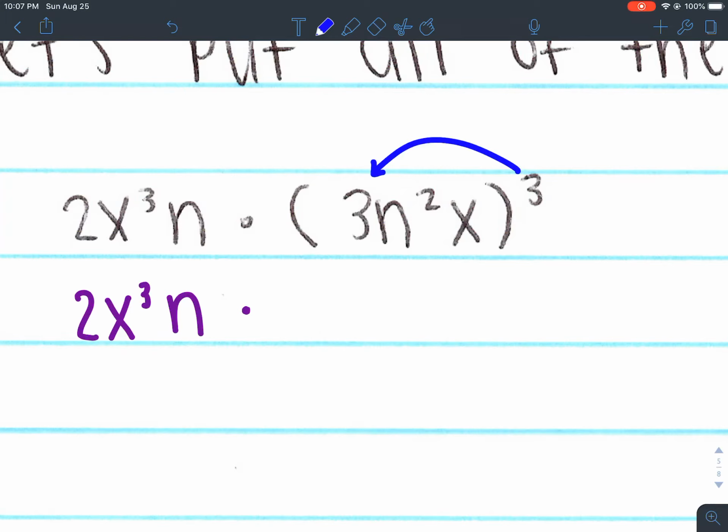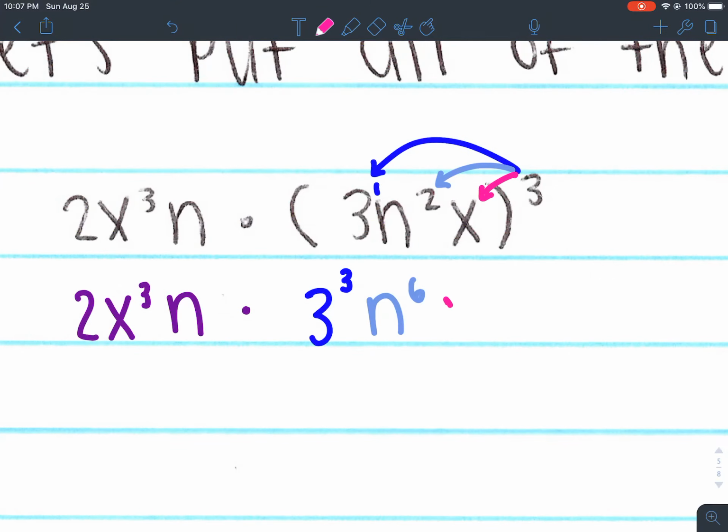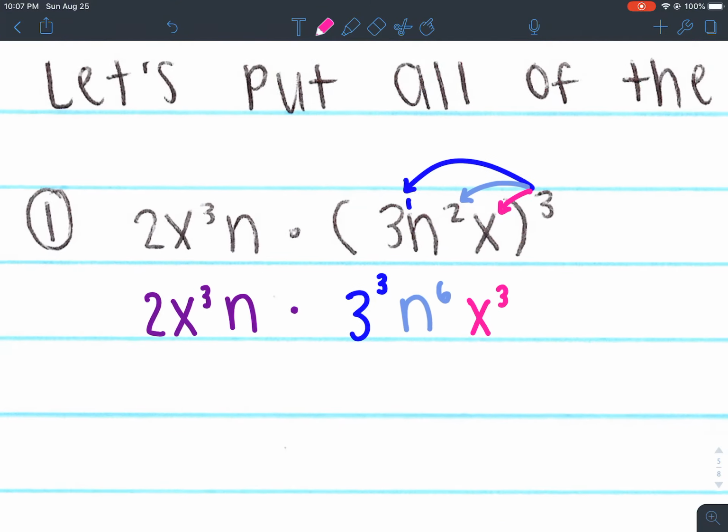And remember, you're not distributing and multiplying to that base. You're distributing it to the exponent. And remember, there's technically a 1 there. So I'm going to have 3 cubed because 1 times 3 is 3. And then I have n to the 6th because 2 times 3 is 6. And then I have x to the 3rd because there's technically a 1 there.